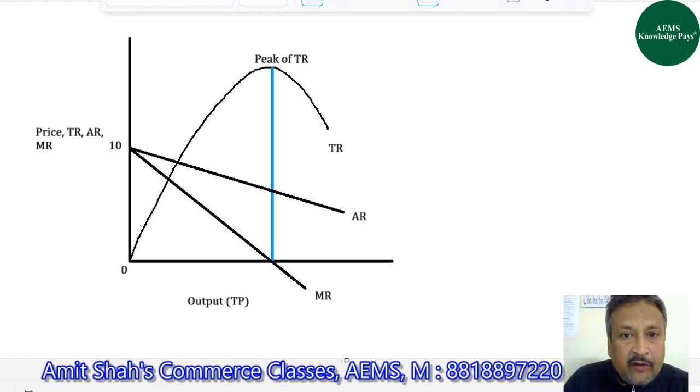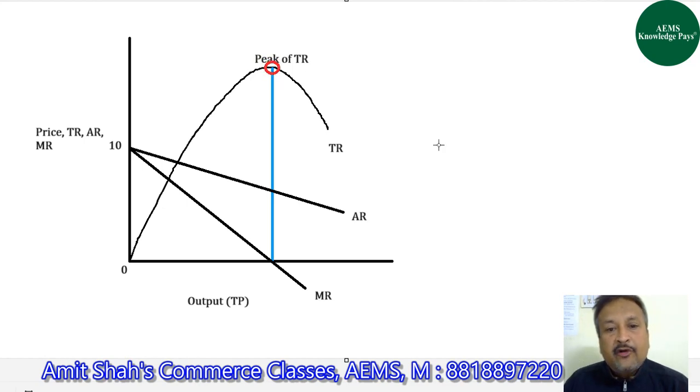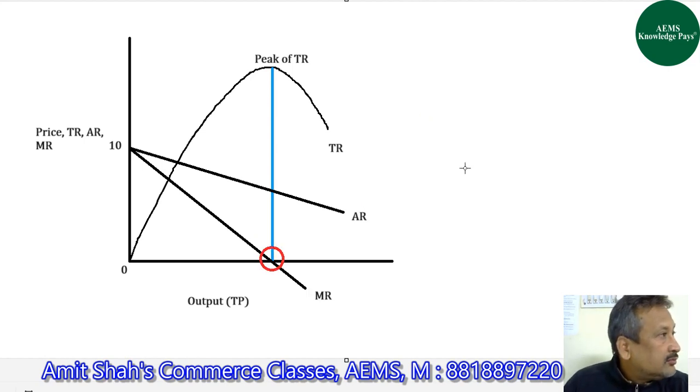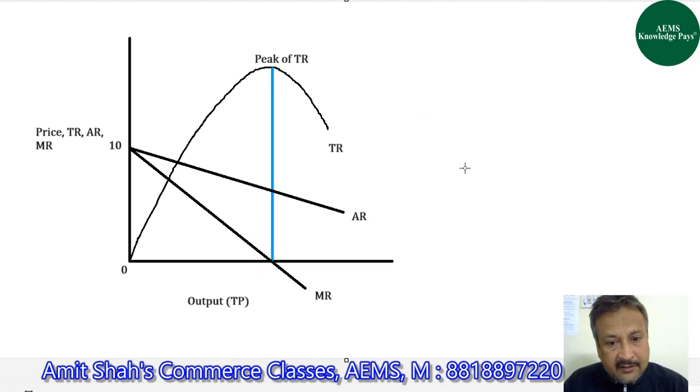And this is peak point of TR. This is the peak point of TR after which TR has started falling. When TR is at its maximum, MR is 0. Right? This also is evident in our revenue schedule for imperfect markets. So make this graph, everyone.